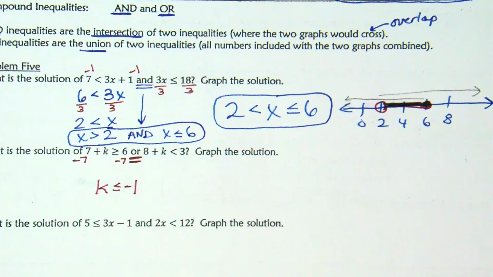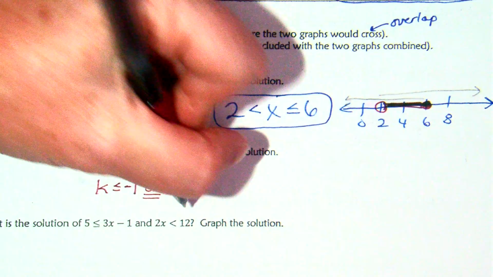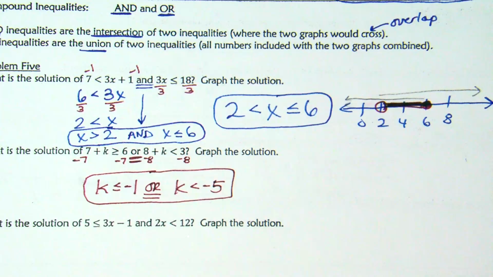8 plus K. How do I solve 8 plus K? If it's positive 8, we're going to subtract 8. So then I have K less than 3 minus 8 is -5. Because it's an or statement, you're done right there. An or statement, this is the only way you can write it. It cannot be written as a compound inequality where the x is in the middle. It's only for and. So you're done right there.